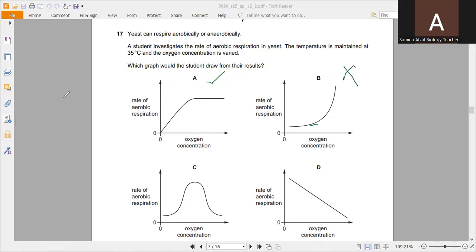So B is not correct. On C, again, firstly the rate of aerobic respiration is low, then it is increasing up to a level, and then it starts decreasing in the presence of high oxygen flow. It is the opposite: the rate of aerobic respiration is decreasing while the oxygen is increasing. This is not possible. So A is the correct option in this case.